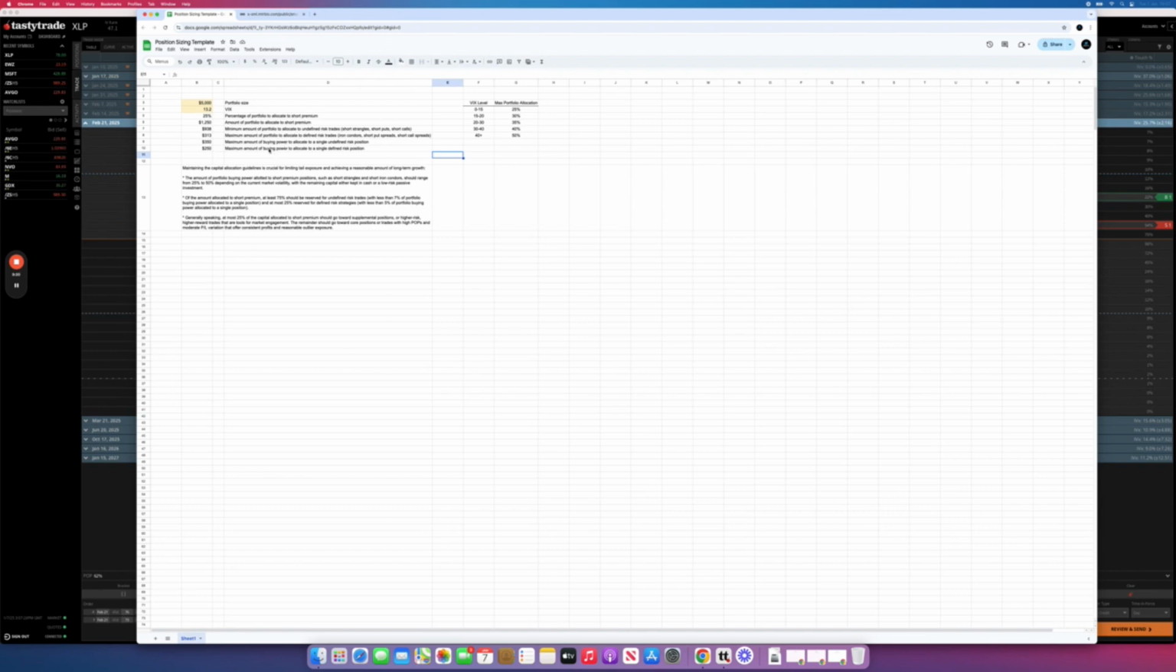It tells you the maximum amount of buying power to allocate to any single defined risk position, undefined risk position, and how much of your portfolio you should be allocating to short premium strategies. And as long as you follow this, you'll be absolutely fine.